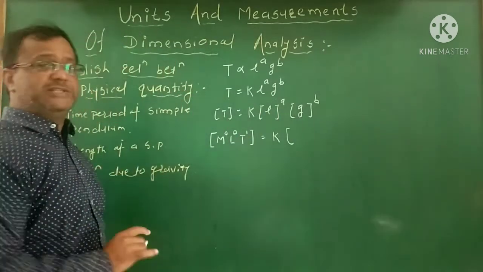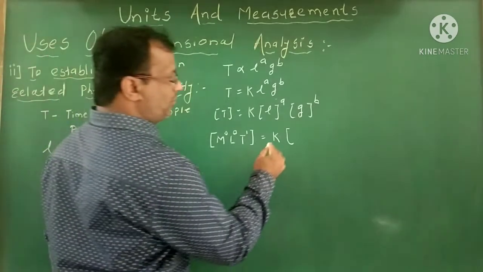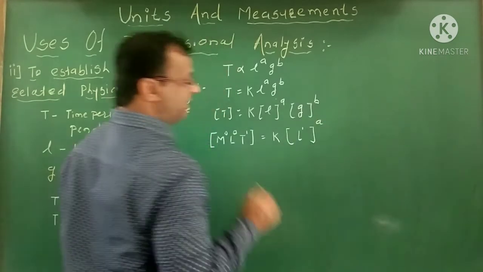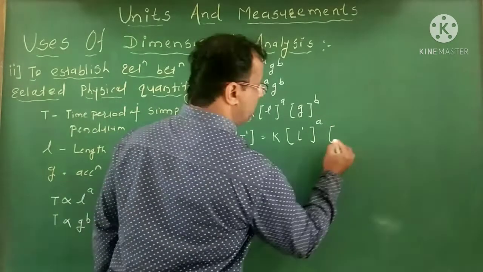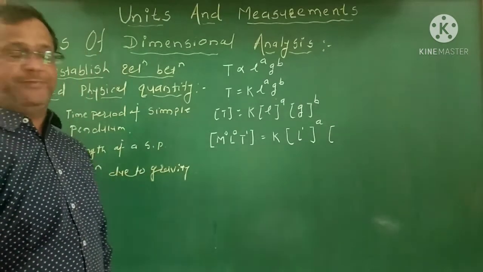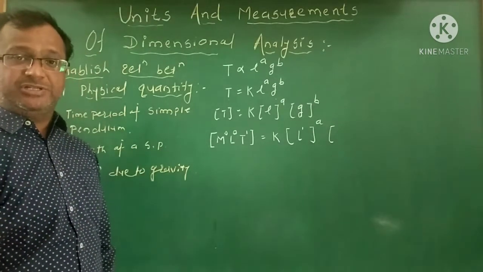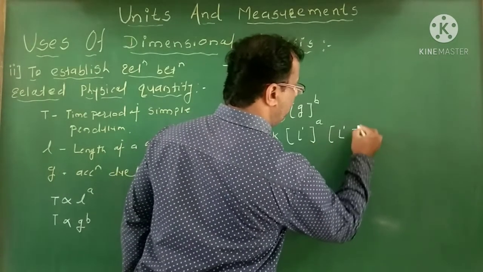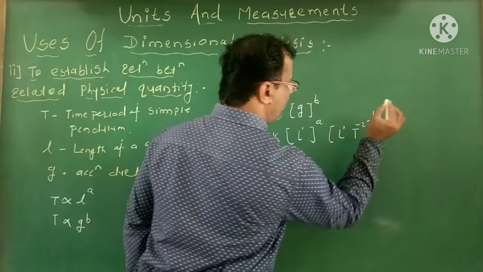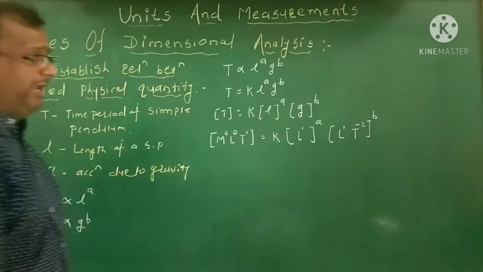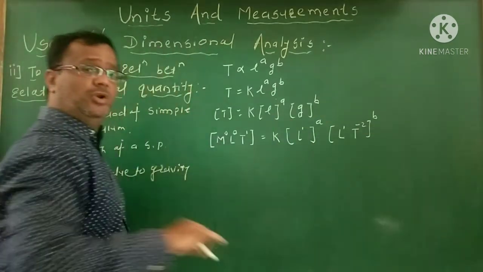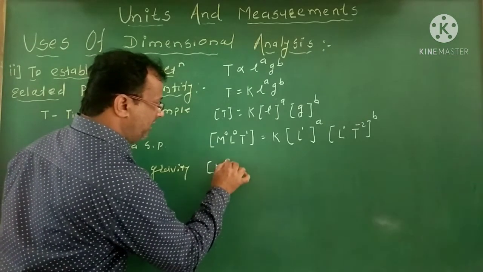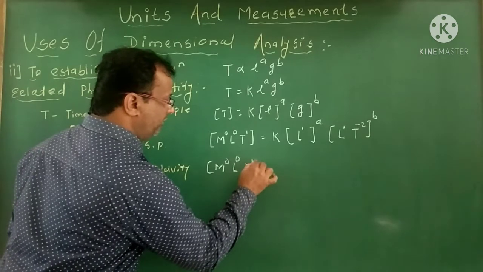Here L represents the length and its dimension is simply L1, and its power A is as it is. Then G is the acceleration due to gravity, which is nothing but acceleration, and the dimension of acceleration is simply L1 T minus 2, and keep this power B as it is. Now we want to use the law of indices. First we keep this side as it is, so we get M0 L0 T1 as it is.